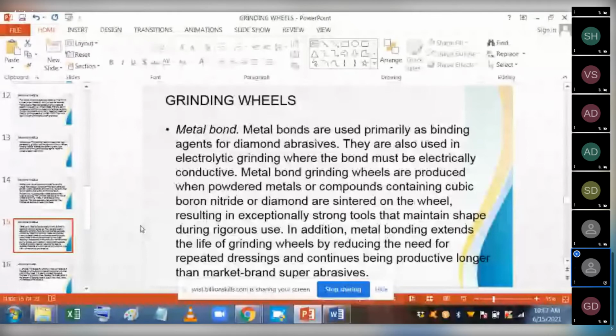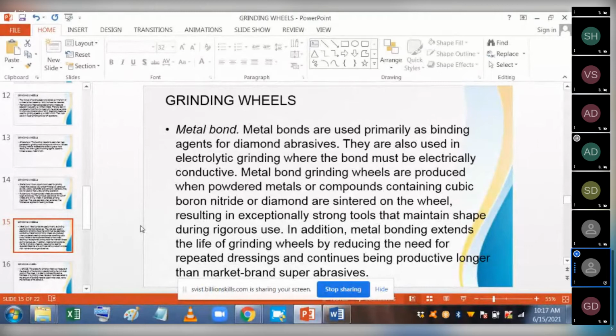Now we have covered all the types of abrasive already, natural and artificial and things like that. Metal bonds are used for diamond, which is actually a natural abrasive. And diamond, you will see later, is used for dressing, the sharpening of the grinding wheel also. I'll come to that after finishing the wheel specification.